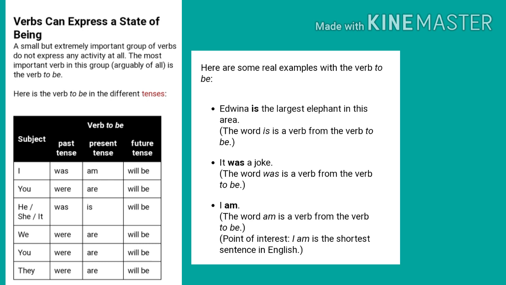Here we have some real examples with the verb to be. Edwina is the largest elephant in this area. It was a joke. In these three sentences, you can see is, was, am. These are the forms of the verb to be, and which express a state of being, not any activity at all. This is the main point you have to remember when you deal with these types of verbs.